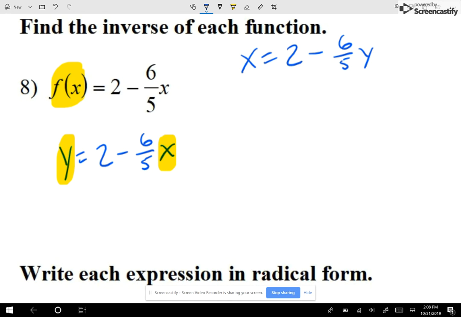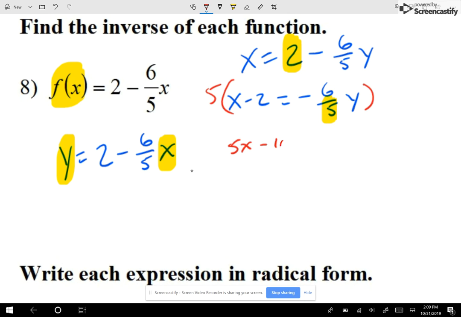Now let's get the y by itself. I see this 2 here. Let me subtract it. So I have that x minus 2 is equal to negative 6 over 5y. I see a fraction. Let me multiply everything by 5 to get rid of fractions. I'm going to multiply everything by 5. That gives me 5x minus 10 equals negative 6y.